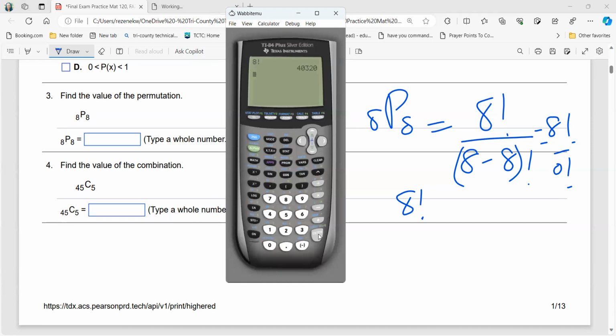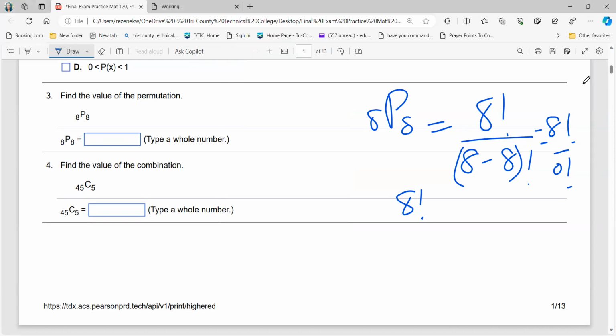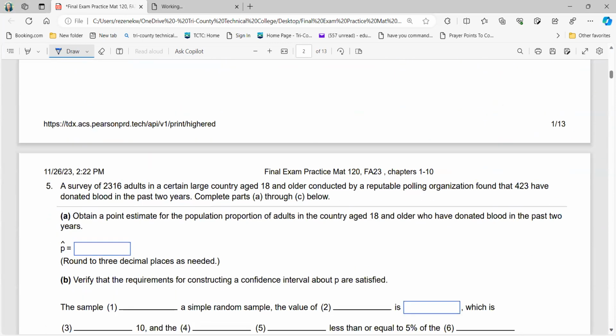40,320. Suppose I just want to put in 8 permutation 8. So I have 8 here, go to math, PRB, and permutation is number 2. So 8 permutation 8. I just want to compare my 2 answers. It doesn't really matter if you cancel it out, you get the same answer. Any question? This is just a reminder. We already know this. I know you can do number 4. There are 20 questions here. I want to get to some of the questions. Don't have to do all of them.